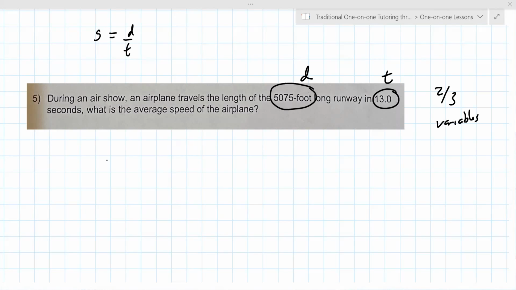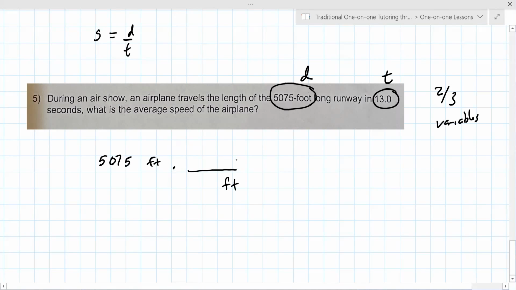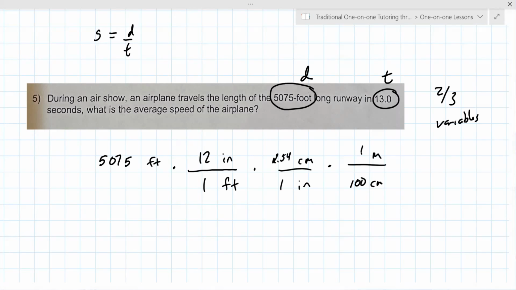So we need to convert feet to meters. So we have to go feet to inches, inches to centimeters, and then centimeters to meters. Unless you have another conversion, but that's generally the one that people use. So there are 12 inches in 1 foot. There are 2.54 centimeters in 1 inch. And there are 100 centimeters in 1 meter. So these are all known conversions. You have to know these values.